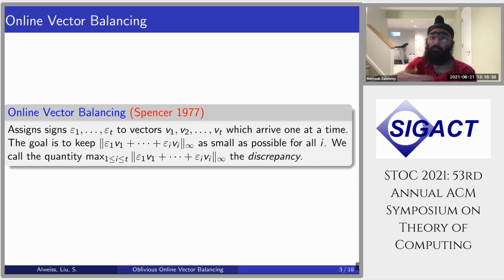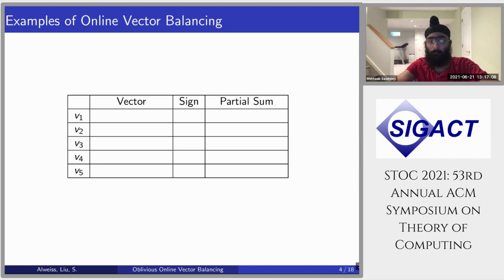The variant of vector balancing we'll be focused on is online vector balancing. Here you're first presented the vector v1, you assign a sign epsilon1, and only after you've assigned your first sign do you get the vector v2, and so on. The goal, instead of just maintaining the final discrepancy, is that you look at each prefix, the sum of epsilon i vi up to some point, and you want to minimize the L infinity norm of each partial sum. We'll call this quantity informally the discrepancy.